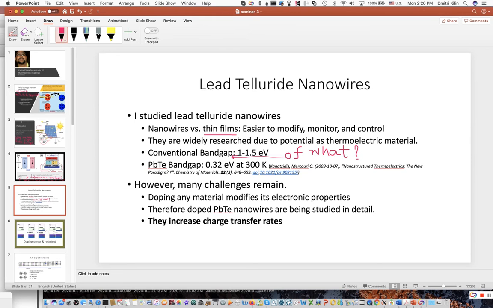It's very hard to apply this material to the real world, and also if you just take any regular lead telluride nanowire, their charge transfer rates are very low. So what scientists and researchers are doing right now is studying doped lead telluride nanowires to see if it modifies its electronic properties, namely if it increases the charge transfer rates.